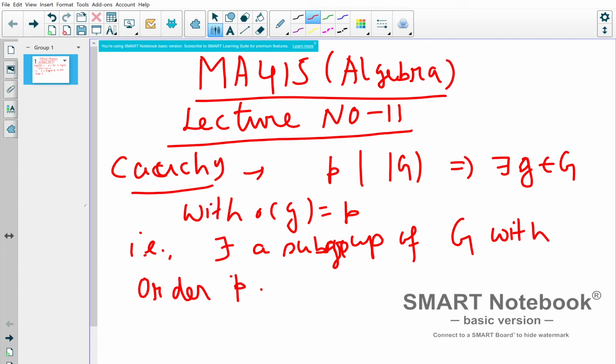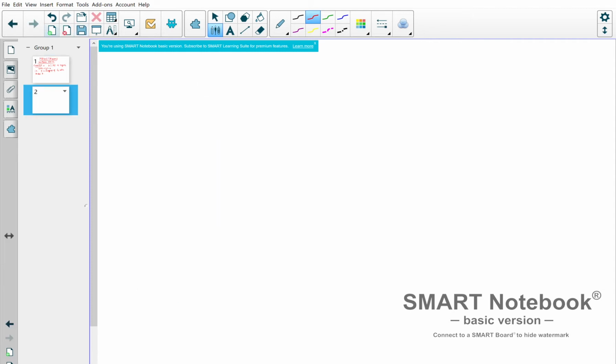So Cauchy's theorem tells you that if P divides the order of the group G, then you have a subgroup of order P. This is partly a converse of Lagrange's theorem, not the full converse. So you can find subgroups of order P. The question is what maximum you can do, and that theorem is due to Peter Sylow. Before we go to the statement of the theorem, let us define some definitions which are required.